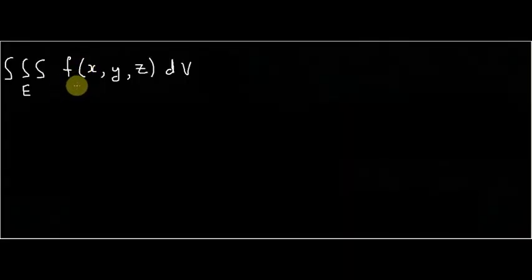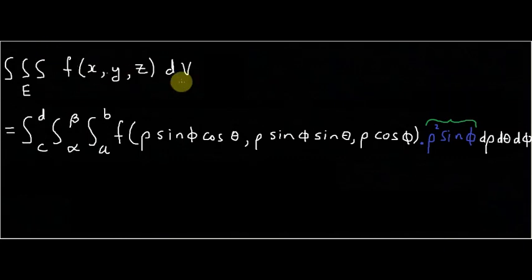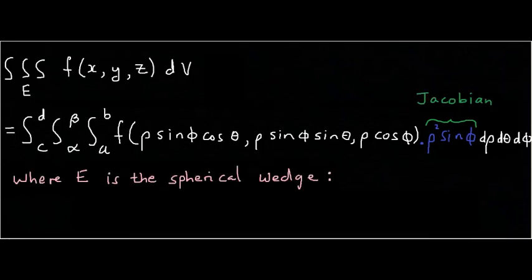We can now express a triple integral over the solid region E in terms of spherical coordinates as follows. It's a triple integral where phi goes from C to D, theta goes from alpha to beta, and rho goes from A to B. Note that we've replaced x, y, and z here with the corresponding spherical coordinates. Then we also always have a magic factor here, which is rho squared sine phi, which is basically the Jacobian for spherical coordinates. Here E is a spherical wedge defined as follows.